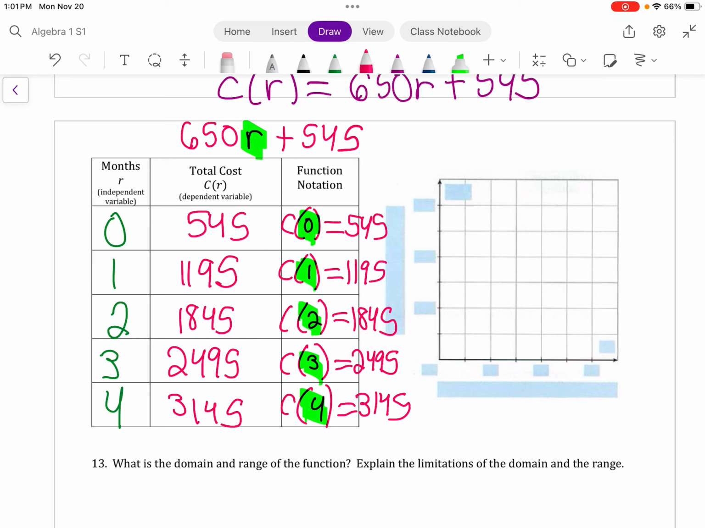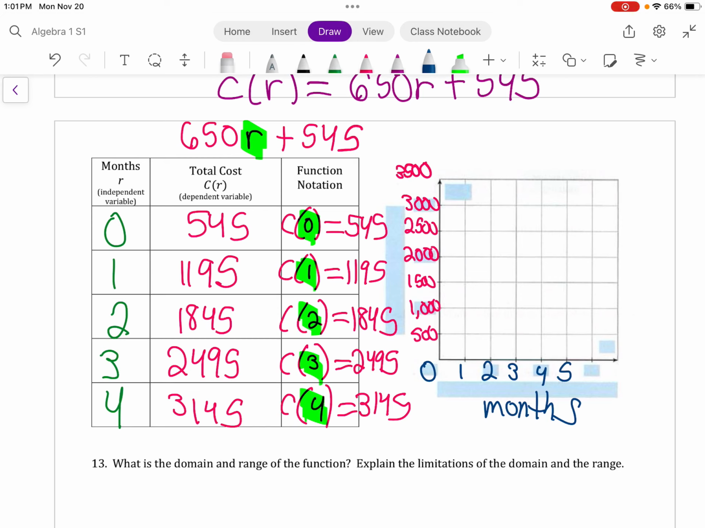So we're probably going to go by 500s just to get there. So 500, 1,000, 1,500, 2,000, 2,500, 3,000, and 3,500. So again, it's going to be an increasing situation. So 1, 2, 3, 4, 5. We'll do the best we can. So months on the side. And then again, the cost of rent on this side. All right, so we're going to start at 0, 545 in between the 500 and the 1,000.